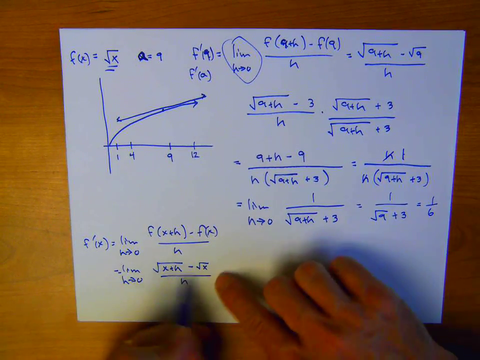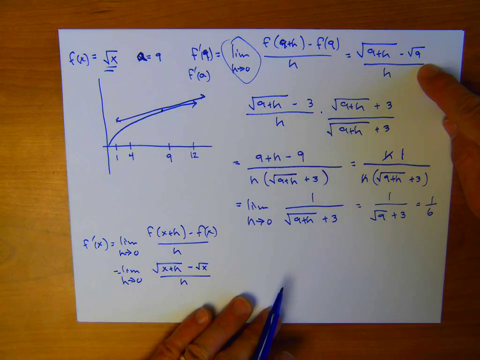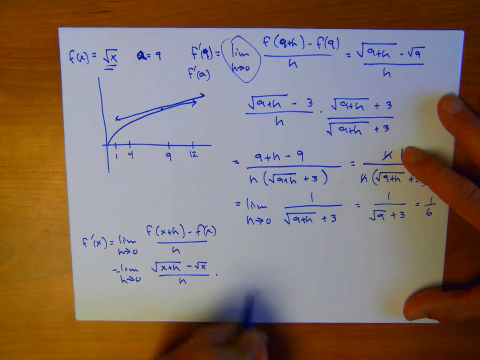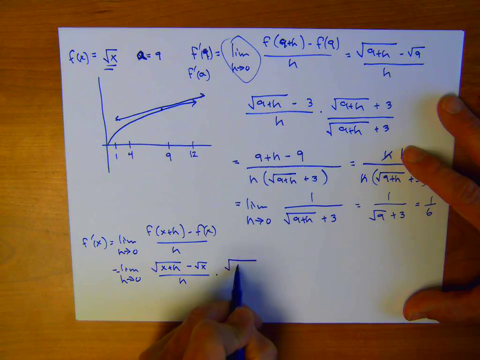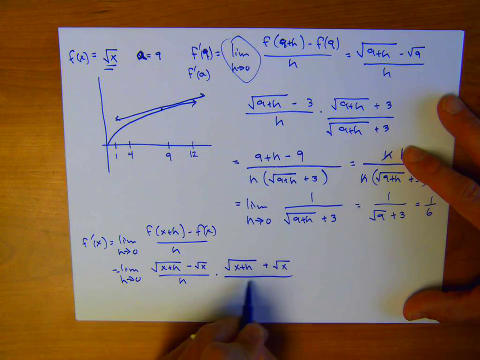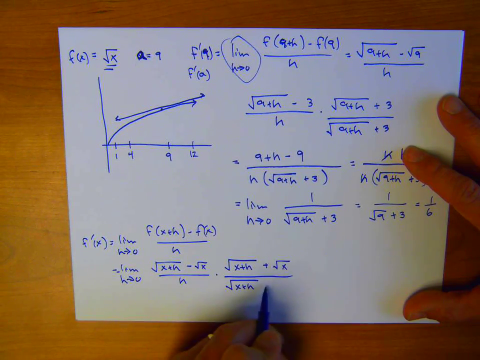Now I can't simplify this any further like I could up here, where I could reduce that to a 3. So I'm just going to go ahead and multiply by the conjugate. The conjugate is the square root of x plus h plus the square root of x over the square root of x plus h plus the square root of x.